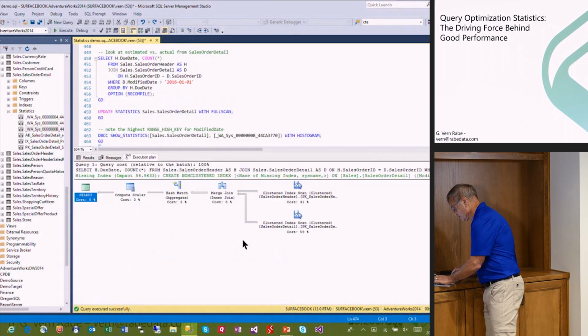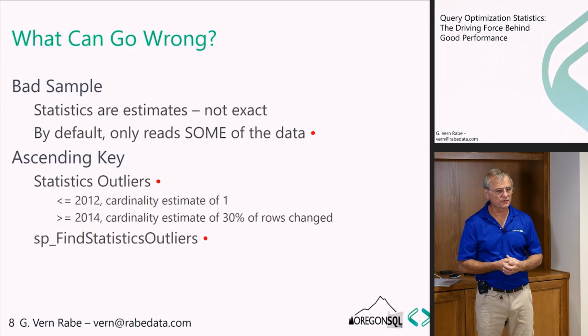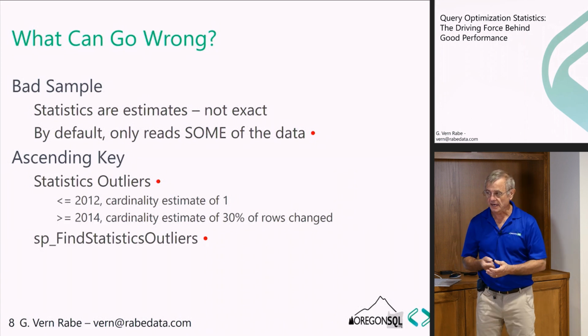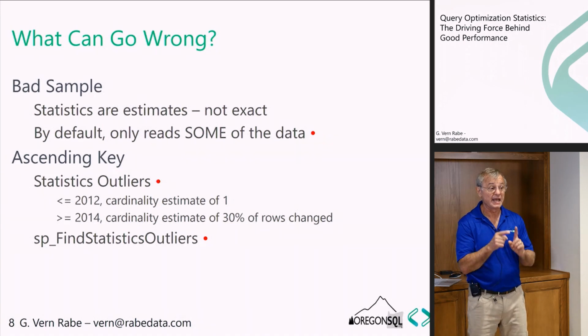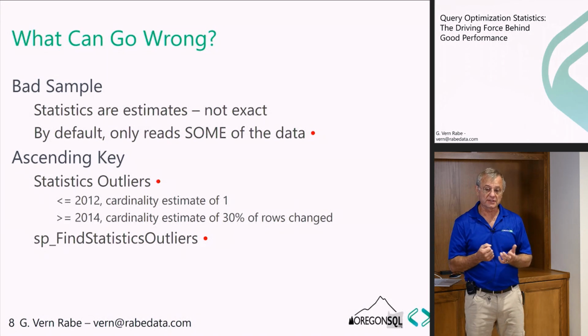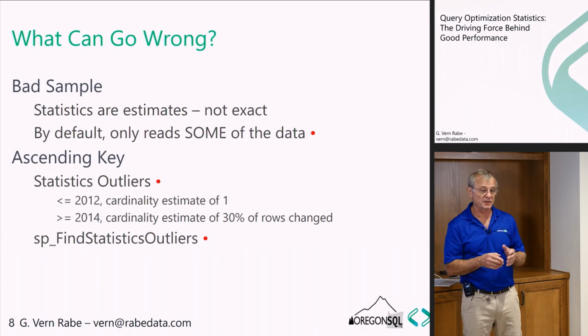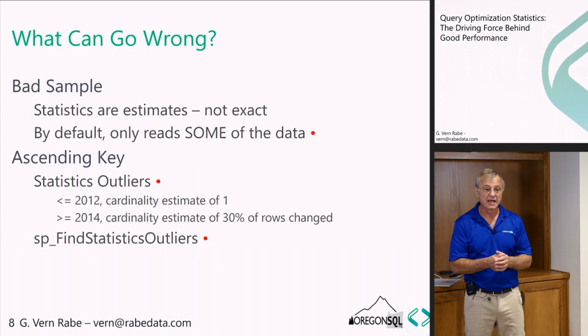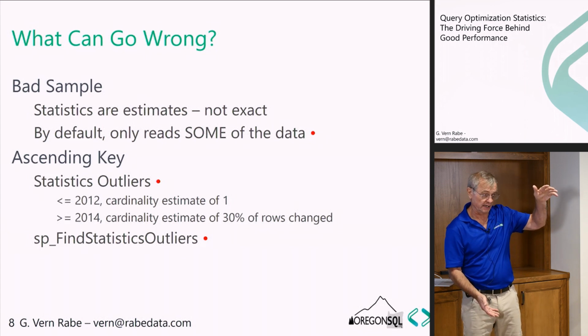So now that you know what they are, how do you know how to find them? I have created, and I called it SP underscore because I put it into master, and it is a system stored procedure, sp_find_statistics_outliers. That stored procedure will query your database. You can specify a schema or a table or the whole database, and it'll look at the statistics and look at the values in every column and look for any cases where there's values in the column outside of the range of the histogram.